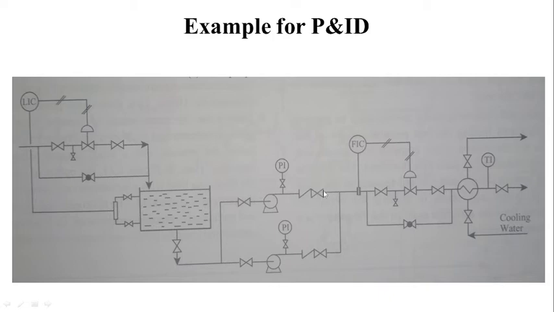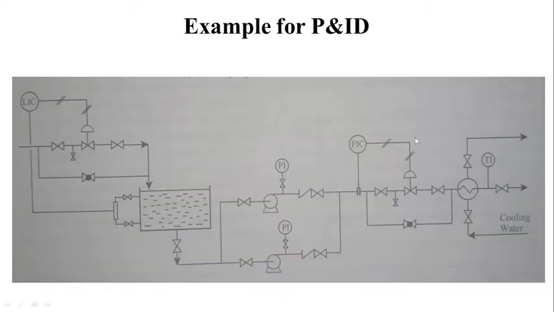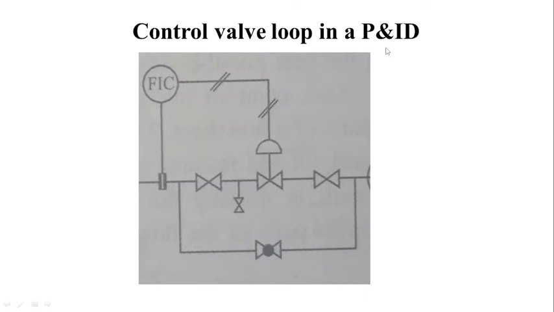After that, there is a globe valve and gate valves. Then this is the control valve. This control valve is not shown in the PFD. If we don't need this control valve, we can bypass it using a globe valve. So this is the control valve loop in a P&ID.